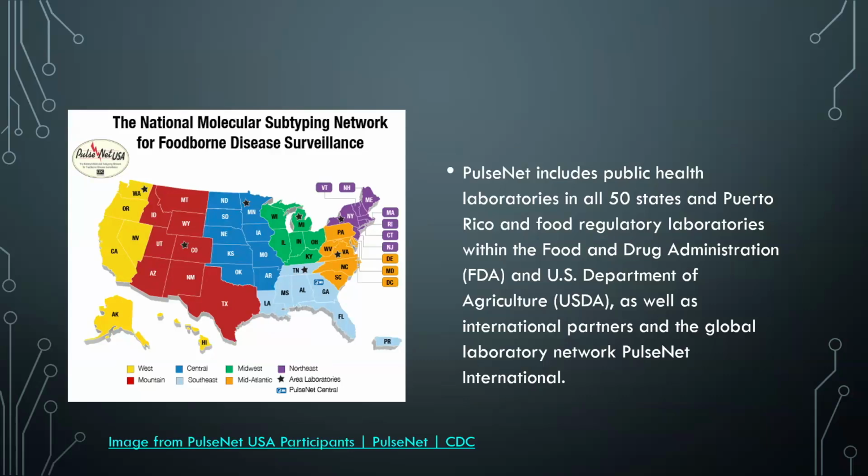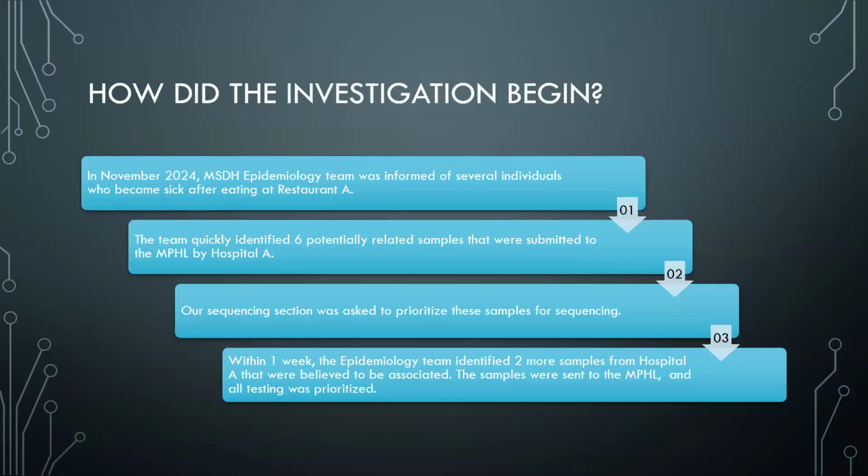PulseNet covers diseases like Salmonella, E. coli, Listeria, Vibrio, and a few others. So the background is that we sequence for this project, and that's how we are involved in tracking foodborne disease. This investigation began in November of 2024 when our epi team was informed of several individuals who became sick after eating at a restaurant, which we'll call Restaurant A.